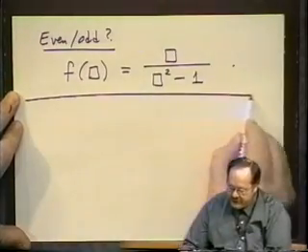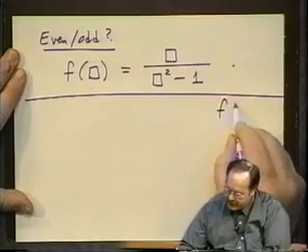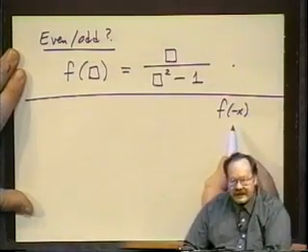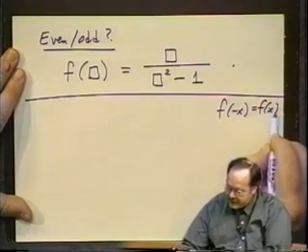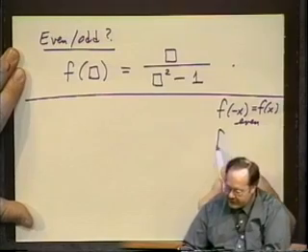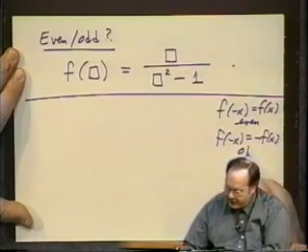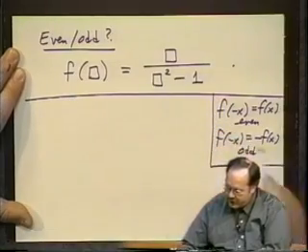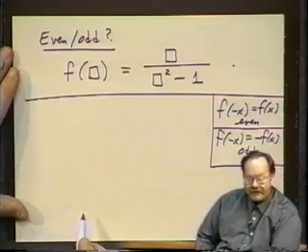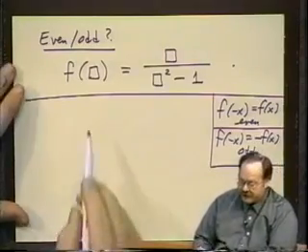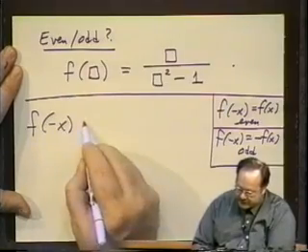Now to check evenness or oddness, remember the conditions? I'll put them over here. F of minus x is the key object that you check. If it is equal to f of x, it's even. If f of minus x is equal to minus f of x, it's odd. Those are the two conditions. So the thing that you need to check is, what does f of minus x look like? So that's what I want to do here. I want to evaluate f of minus x.